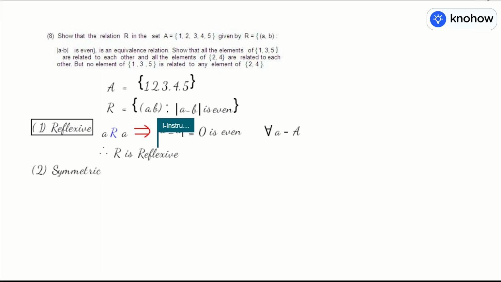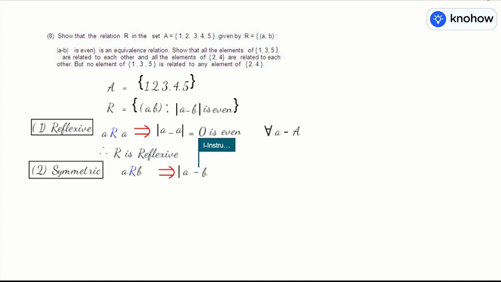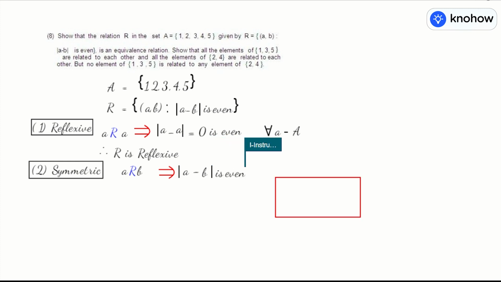Now to check symmetric. Let A be related to B for the given set. That means modulus of A minus B is even. I may take an example. For example, if I choose two numbers, say 1 and 5, so modulus of 1 minus 5 will be what? 4. Modulus 4 is even. Okay.